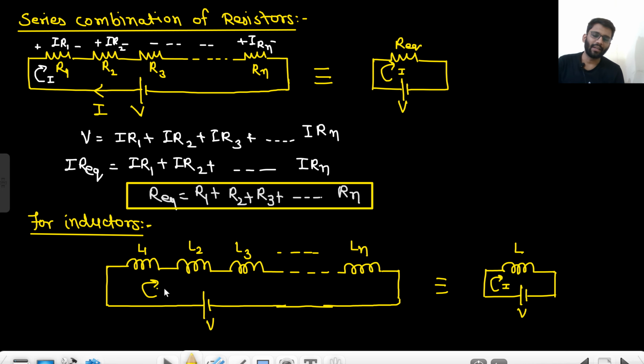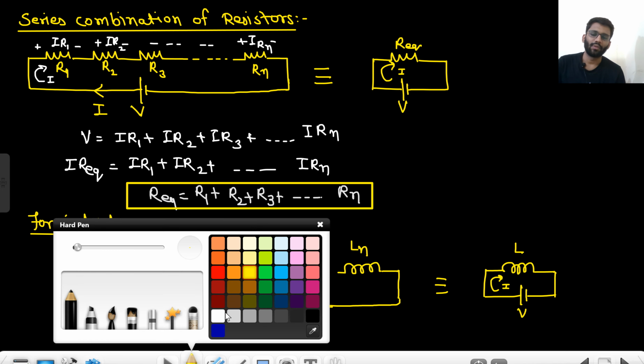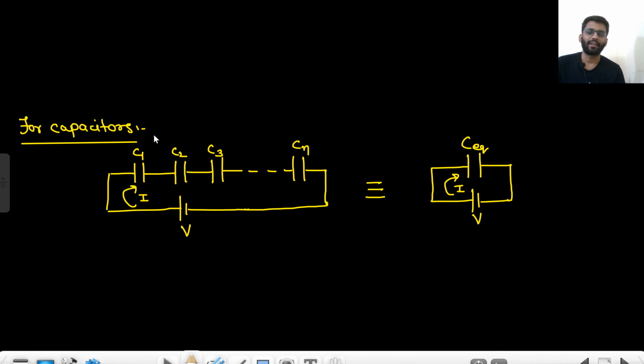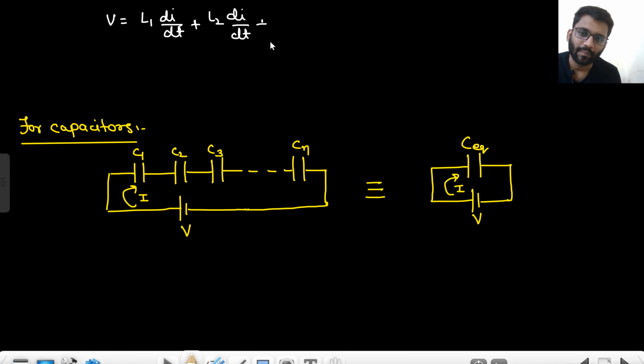So there will be a current I. In all the inductors there will be the same current, right? This I current will be there. So what I can write: V equals L1 di by dt plus L2 di by dt plus L3 di by dt, like that Ln di by dt.